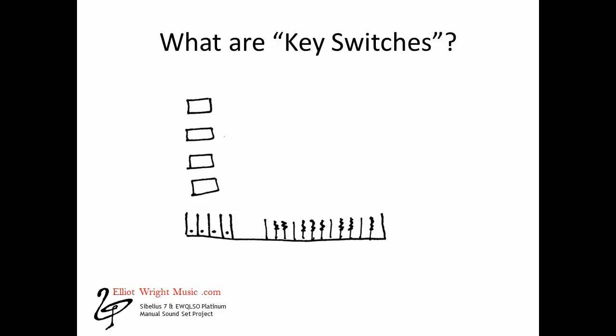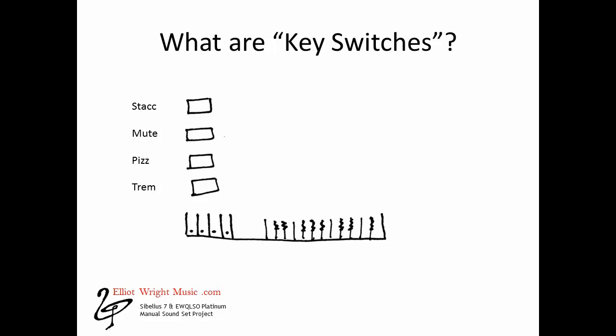Here we've got a single patch, one keyboard, which has several articulations loaded into it. We've got an articulation for staccato, one for mute, one for pizzicato, one for tremolo. Basically, each one of these is its own sort of patch, but they're all loaded into one slot in your sequencer.